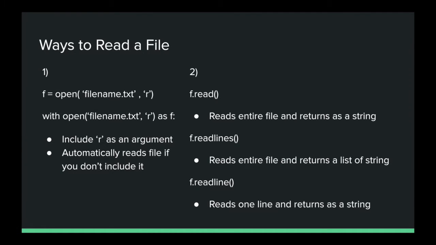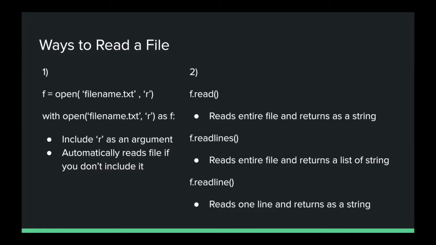There are also a few ways to read a file. The first, going along with that first way to open, is that you can input the r argument. R stands for read, and you can put it just like you see it in the quotes as an argument. This is just extra, because it defaults to reading. If you don't include that argument, it'll default to reading the file. So you don't need to include it, but you can do it for clarity's sake.